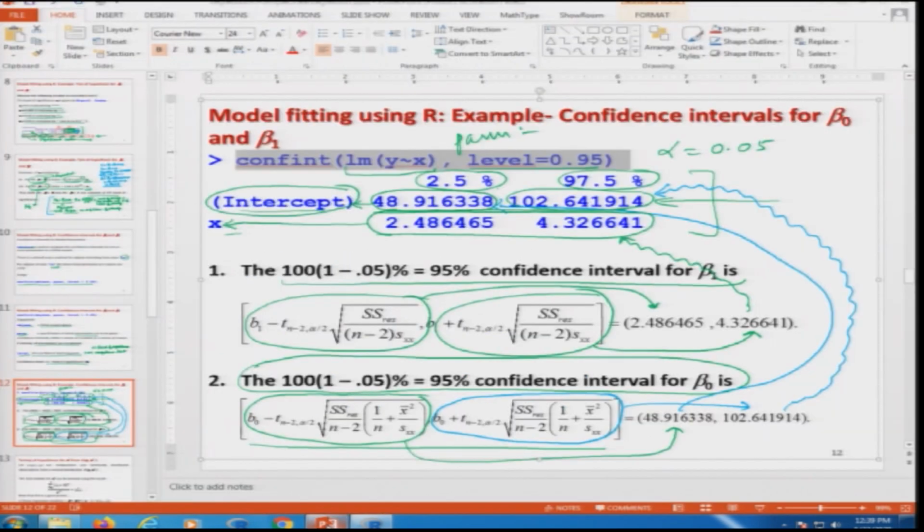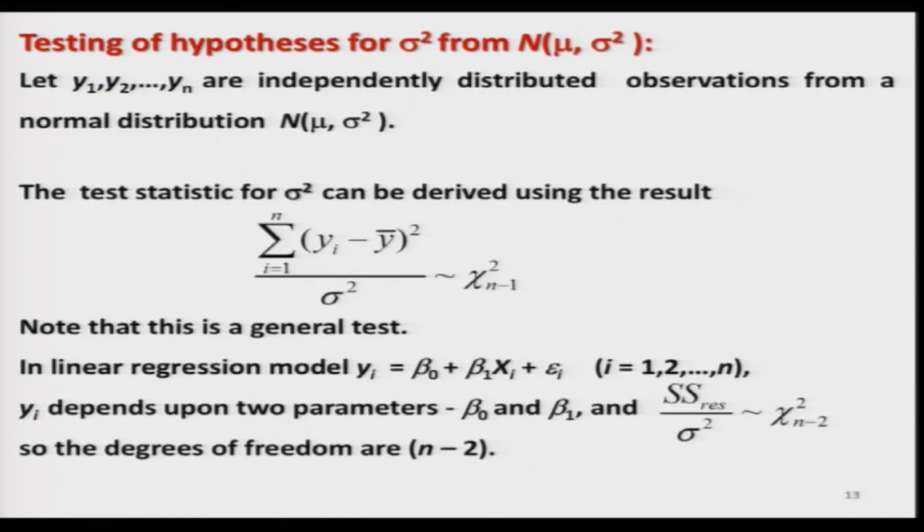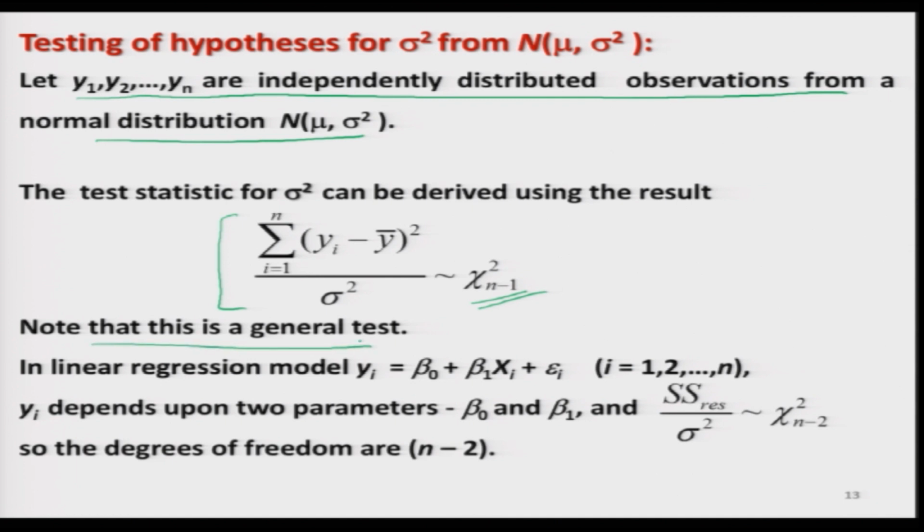So, now let me come back to the confidence interval for sigma square. First we assume here that y1, y2, ..., yn are independently distributed observations from a normal distribution, because for the validity of chi-square you need the observations from a normal distribution. And you can recall that we had earlier discussed that the test statistic for sigma square was found using the result summation (yi minus y bar) whole square divided by sigma square, which follows a chi-square distribution.